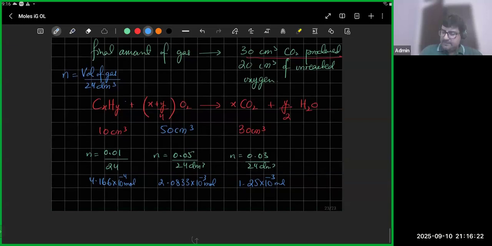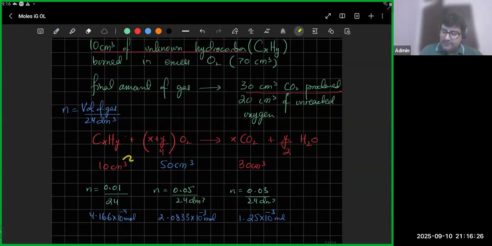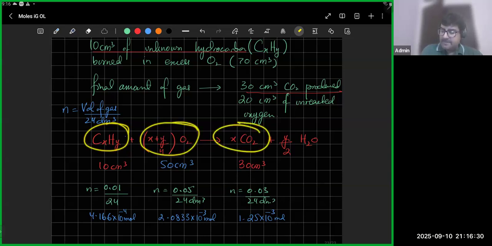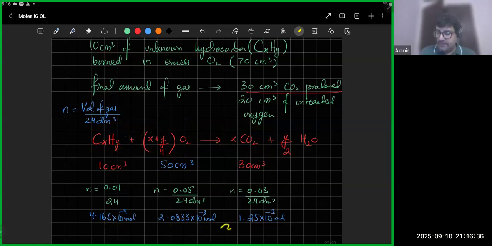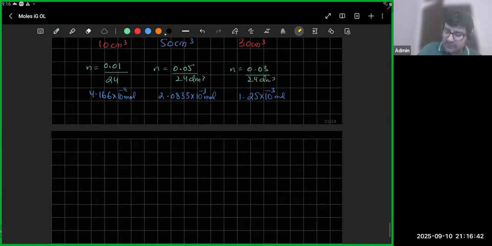Now the next thing is we have the moles. I have the moles of hydrocarbon, the moles of oxygen, and the moles of carbon dioxide. But those moles are in decimals. Remember, the equation is going to be balanced in whole numbers. So I need to convert these moles into whole numbers. So I'm going to divide those moles by the smallest one. I think that's 4.166 times 10 power minus 4. So I'm going to divide all of them by this.